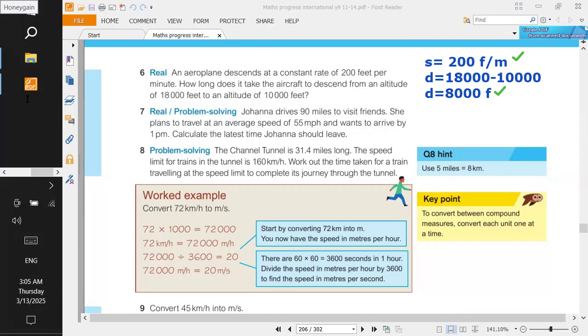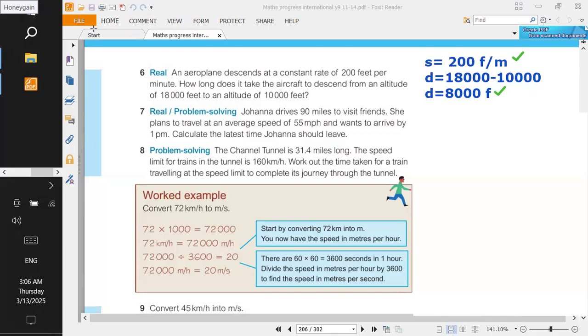So we use the same formula, which is speed equals distance over time. Let's use it here. So speed equals distance over time. Now I'm going to use this formula to answer the question and find the missing time. I already know that the speed is 200, so I'm going to substitute the numbers. 200 will equal the distance, which is 8,000, over the time, let's call it t.